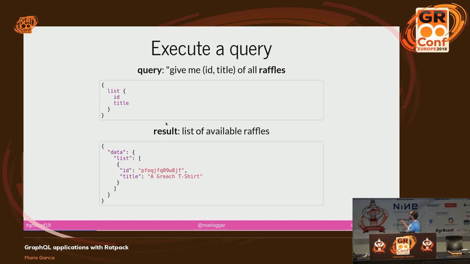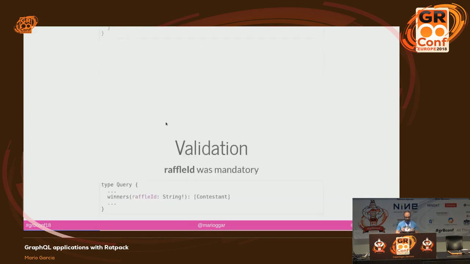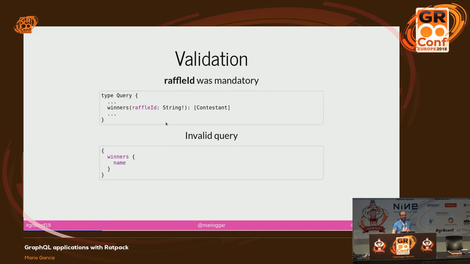We will be receiving the data from the server, and for the list query, the result will be a list of raffles, only getting the ID and the title of each one of them. Okay, one comment on validation. Remember there was an exclamation mark on the winner's query. Well, that means that argument is mandatory, so if we try to write a query like the one below, we will get a validation error.